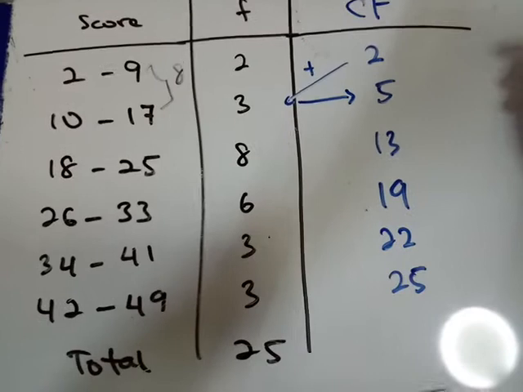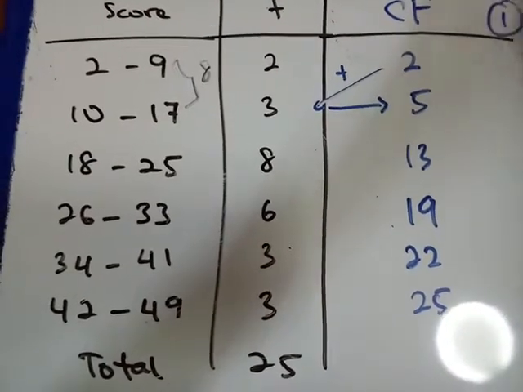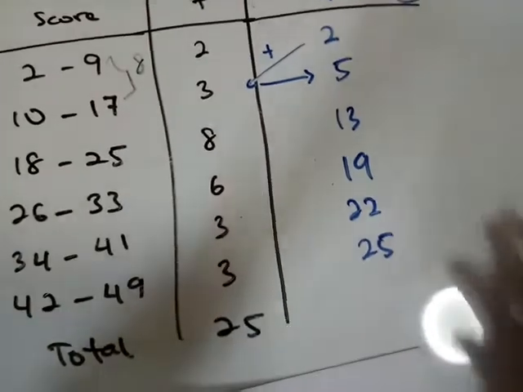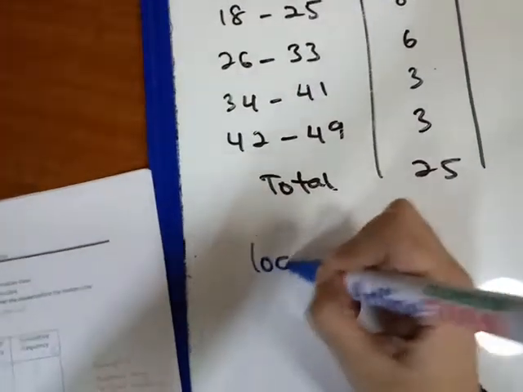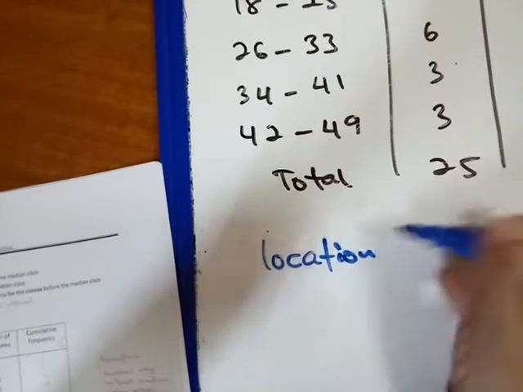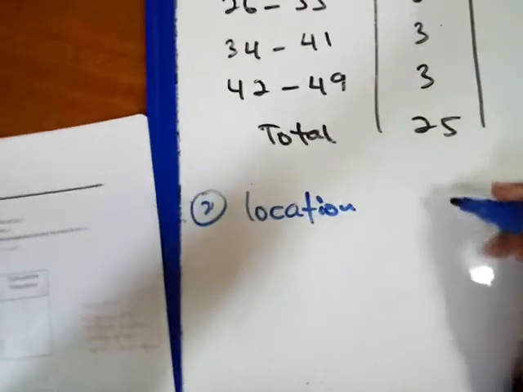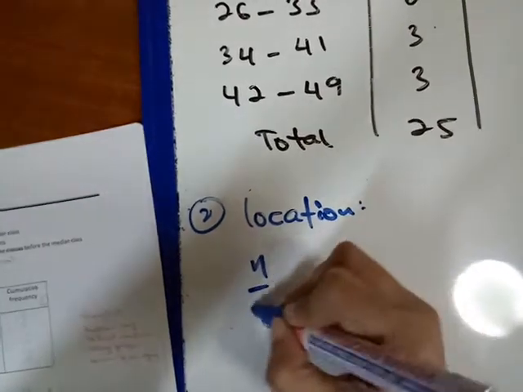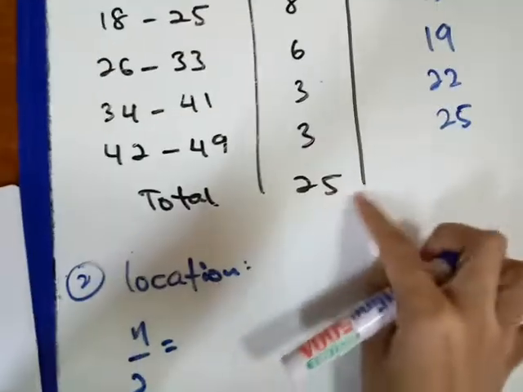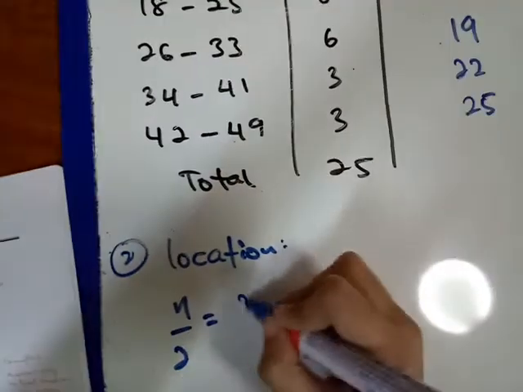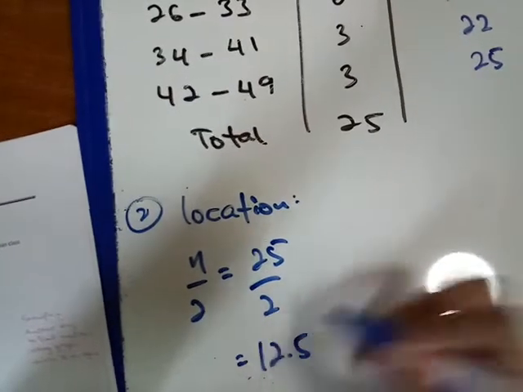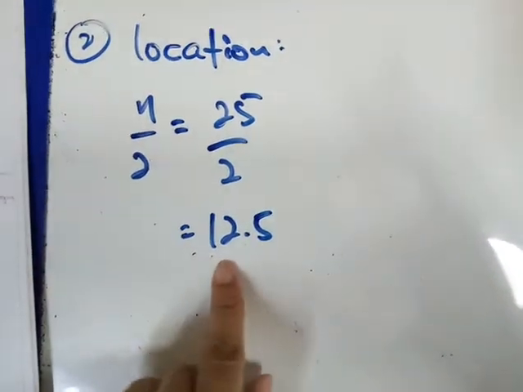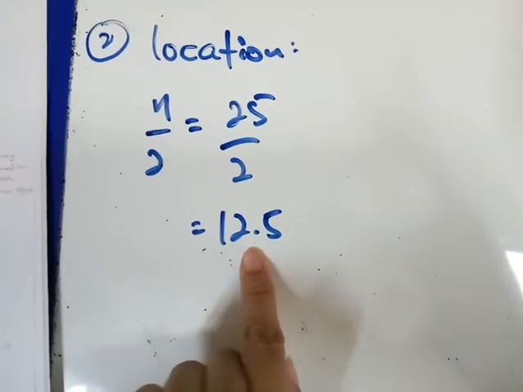Can you understand so far? This is the first step. And then second step, you have to know the location. The location was given in the notes earlier: n divide 2. What is n? n is the total number of observations, which is 25. 25 divide 2, how do you get 12.5. This is the location of the median.